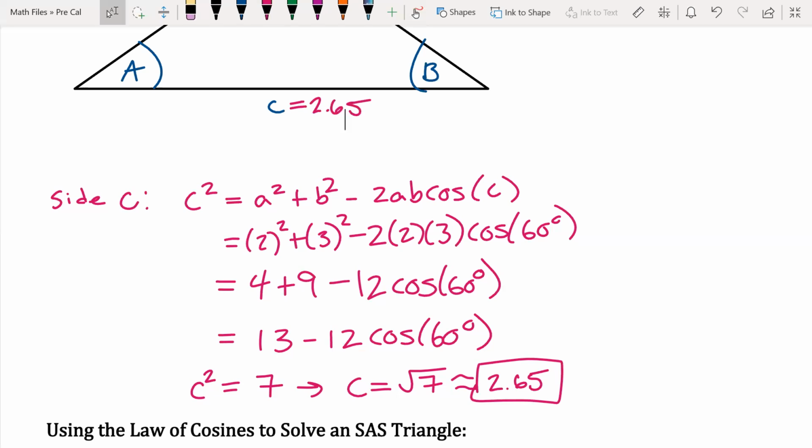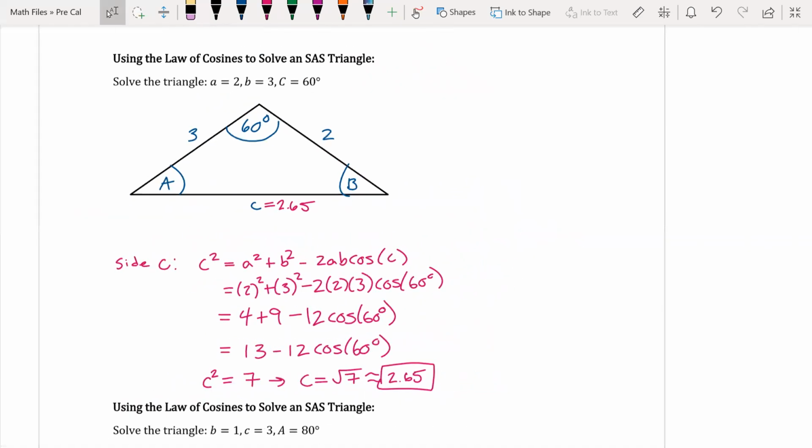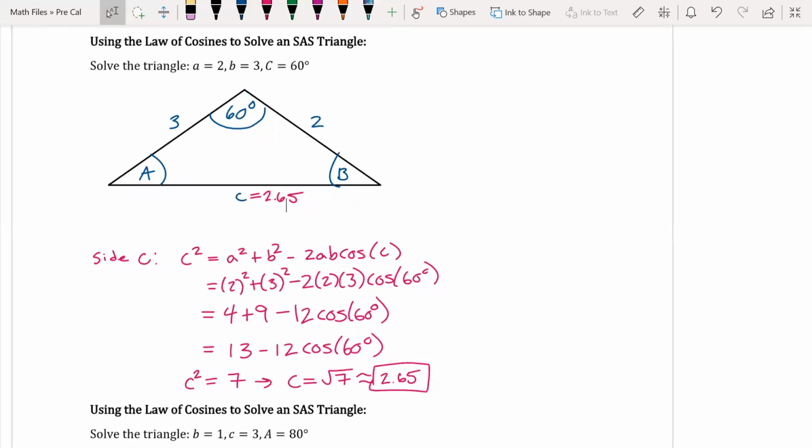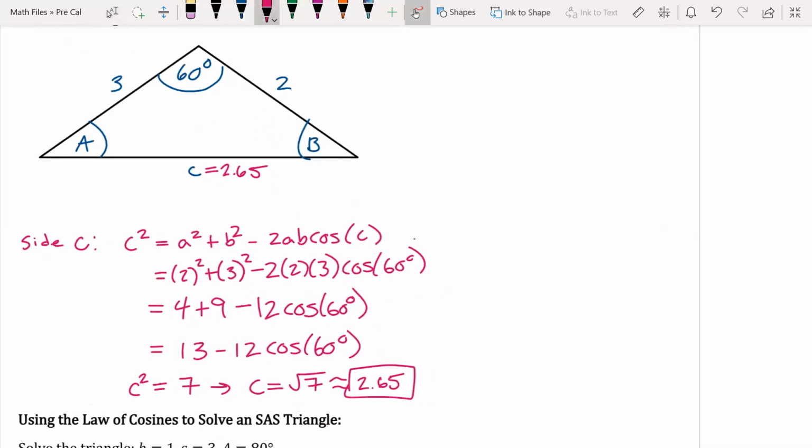Okay, perfect. So now we know sides A, B, and C, and we know angle C, and this is enough information to solve for angle A or angle B. It does not matter. So let's say we want to find angle A.